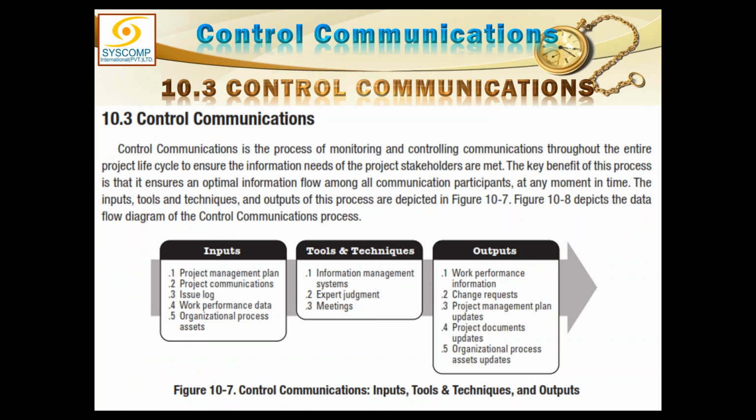Last but not the least is control communications. In control communications, we are monitoring and controlling the communication throughout the entire project lifecycle to ensure the information needs of the stakeholders are met. We have the project management plan, communication management plan, issue log, work performance data, which is coming from execution, and organizational process assets. Here I'll use the information management system as my tool, expert judgment, and meetings, and ultimately I will be able to output the work performance information, change requests, project management plan updates, project document updates, and organizational process assets updates.